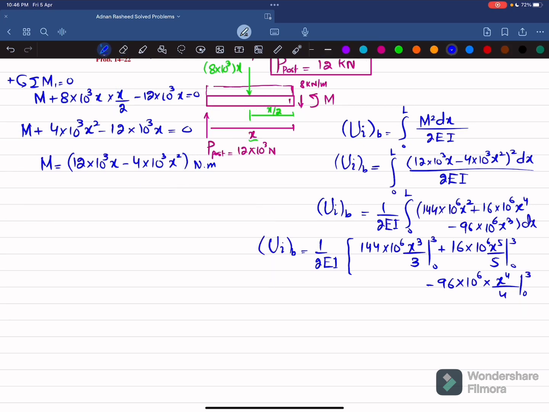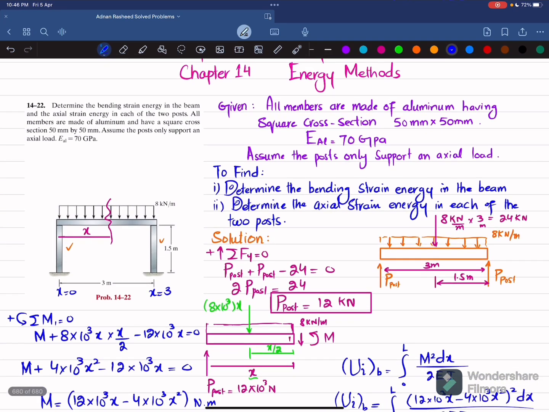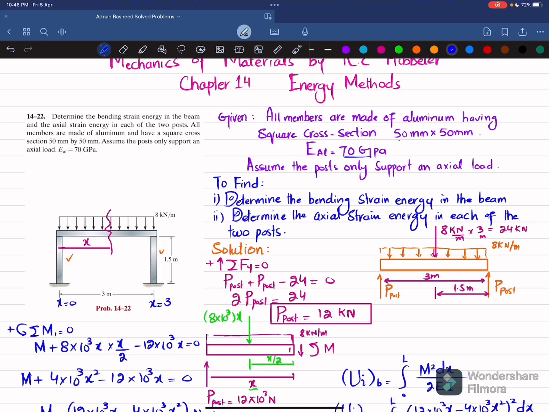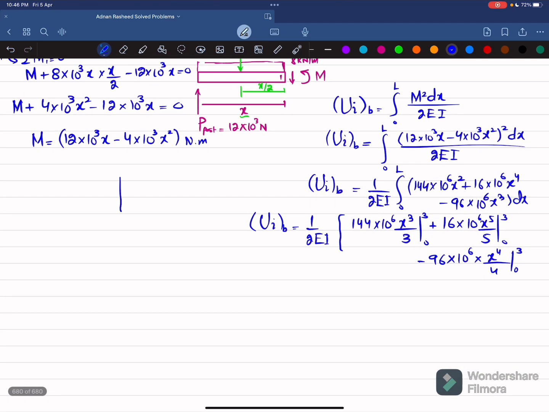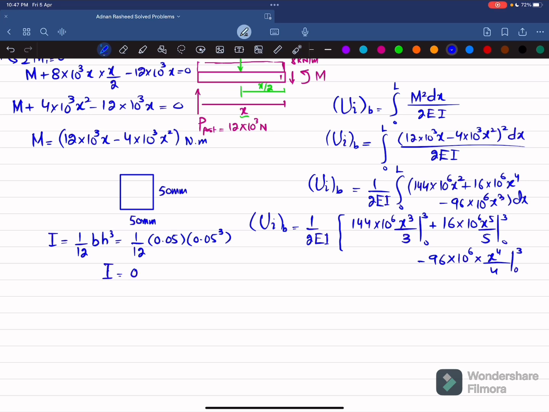Now we will find E of steel, which is given as 70 gigapascal, and it is given that this is a square cross section, 50 by 50. The square cross section is this one. This is 50 millimeter, and the height is also 50 millimeter. Clear? So moment of inertia is equal to 1 over 12 BH cube. So 1 over 12 into 50 millimeter, in meter it is 0.05, and height is also 50, which is 0.05 meter, whole cube. When you calculate it, you will get 0.52083 into 10 to the power minus 6 meter power 4.